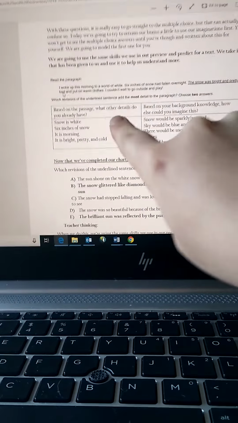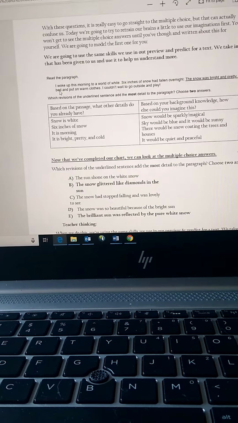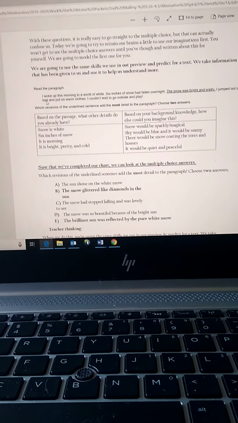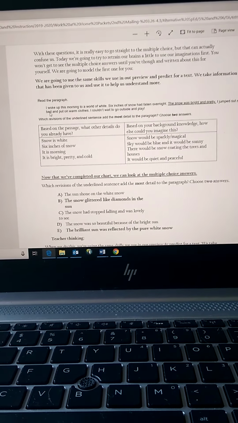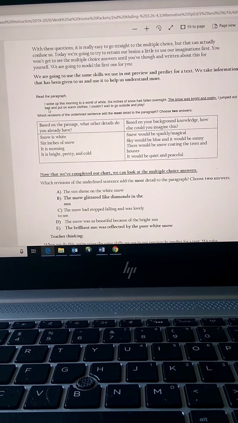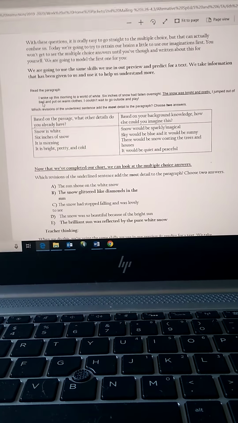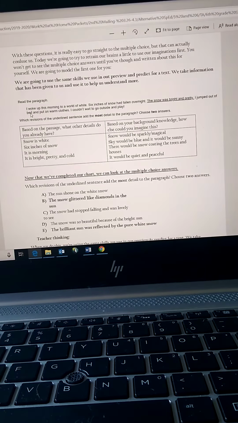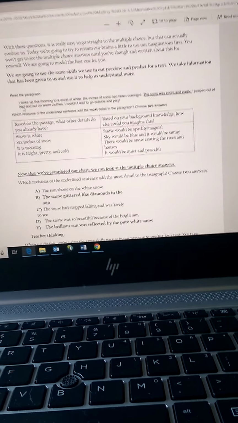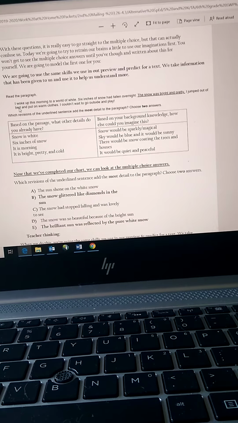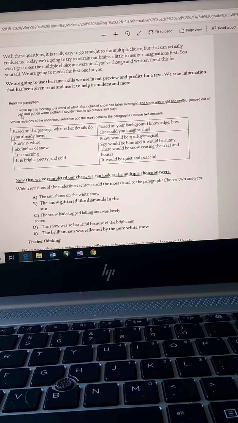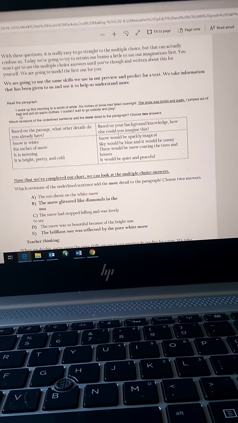So the first part of the chart is based on the passage, what other details do you have? So from reading the paragraph, we know that snow is white. There was 6 inches of snow. It is morning. It's bright, pretty, and cold. And then we're going to use our background knowledge and how else could we imagine it. So we might say that snow is sparkly and magical. Sky would be blue and it would be sunny. There would be snow coating the trees and the houses, and it would be quiet and peaceful.